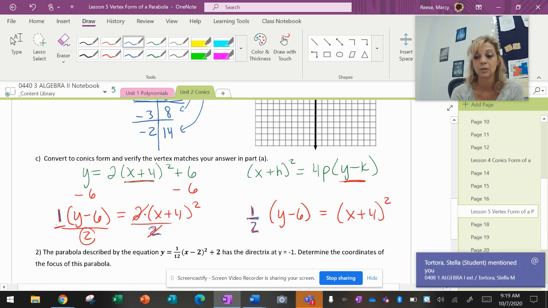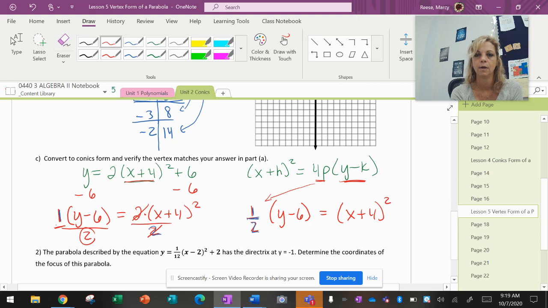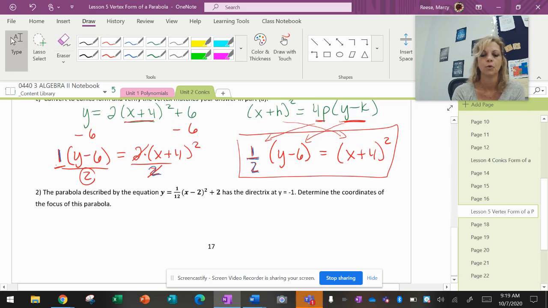So now it's actually in the same format. It is 4p, right? There's your 4p. There's your y minus k, and then this is your x plus h squared. And that is what I want in the conic form. Okay? We're going to do some more, don't worry.